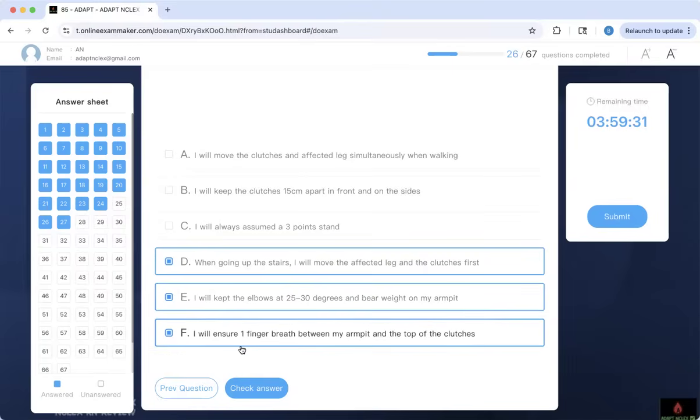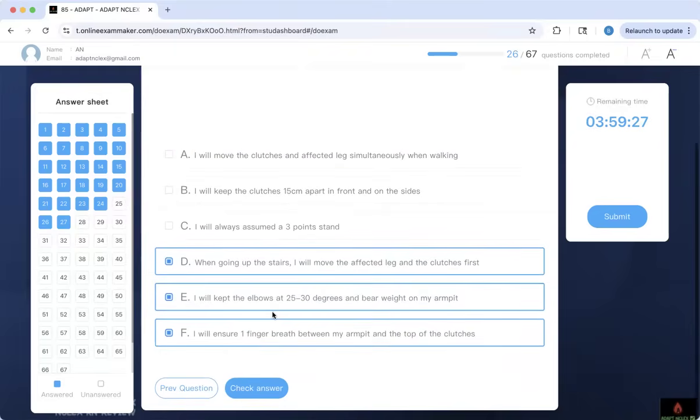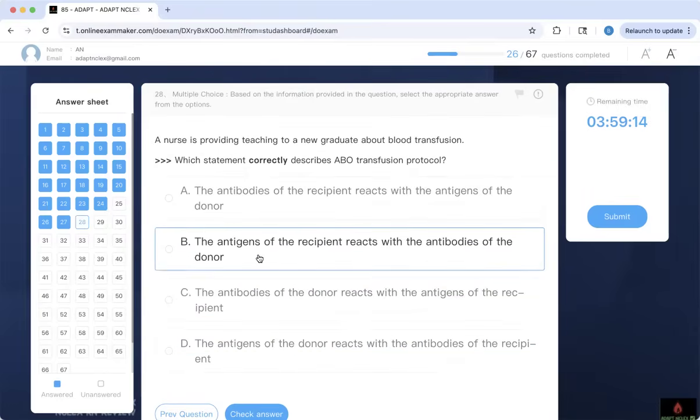Therefore, this also needs immediate intervention. The elbow is at 25 to 30 degrees, but you shouldn't bear weight on the armpit. You should bear weight in your hand. Know this crutches stuff. And then she's providing teaching to a new graduate about blood transfusion.